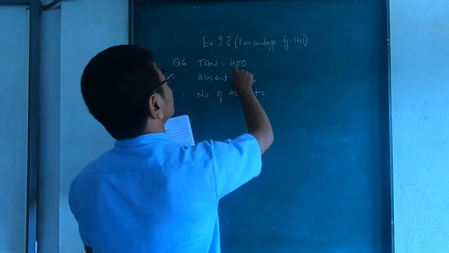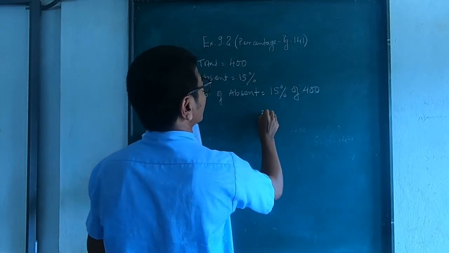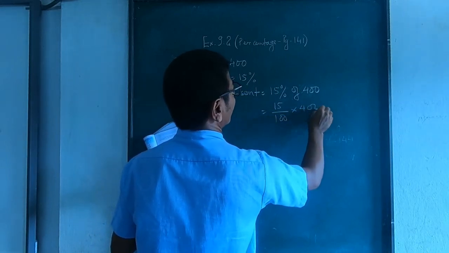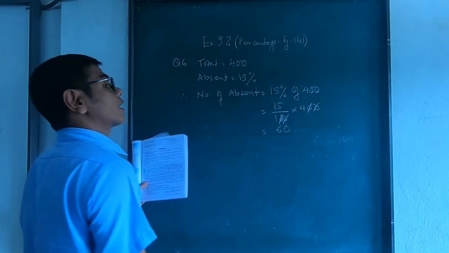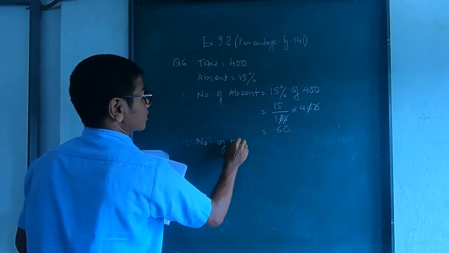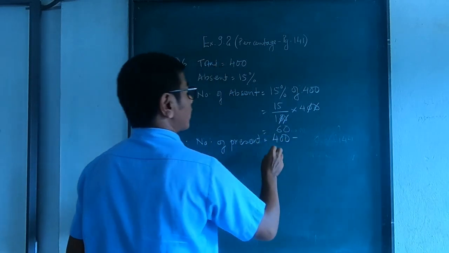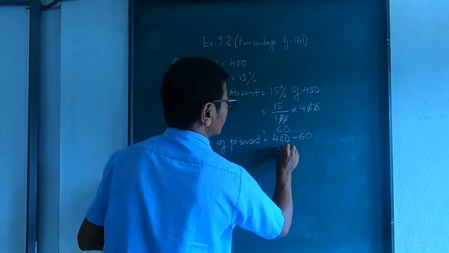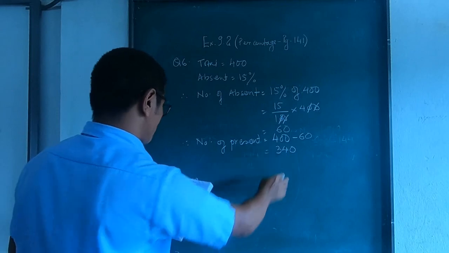Therefore, let us find the number absent, equal to 15% of 400. Let's see the value. 15 by 100 into 400. You cut off the noughts, 15 fours are 60. That means 60 are absent. So how many are present then? The total is 400. Out of 400, 60 are absent. Therefore, 340 are present.